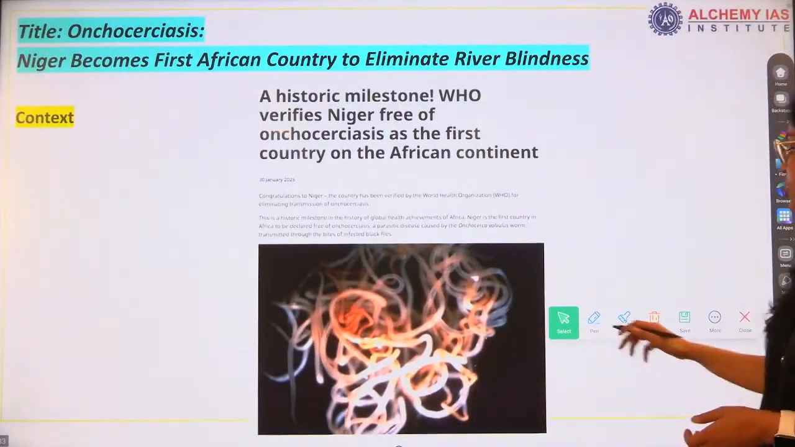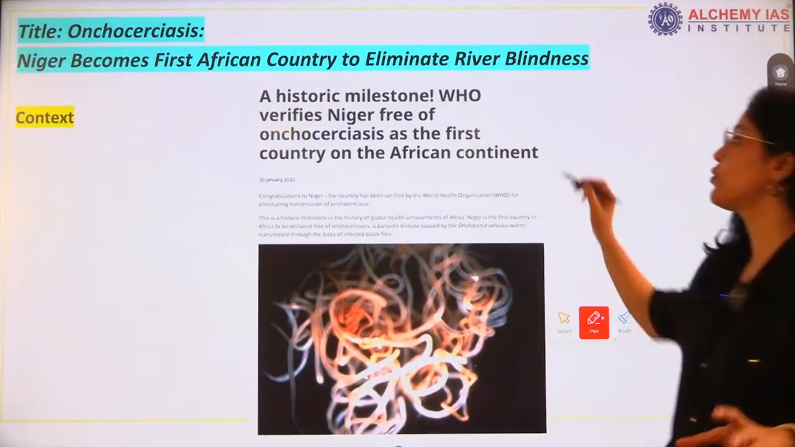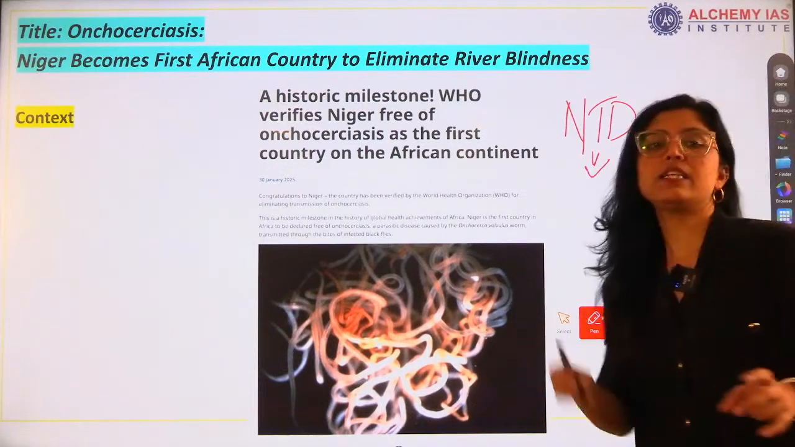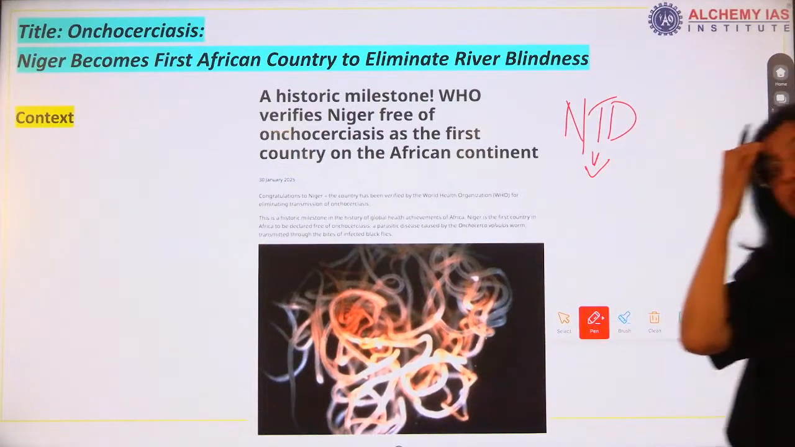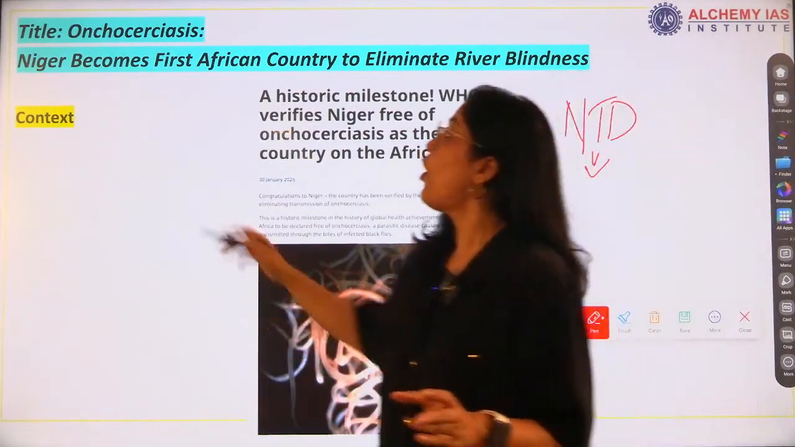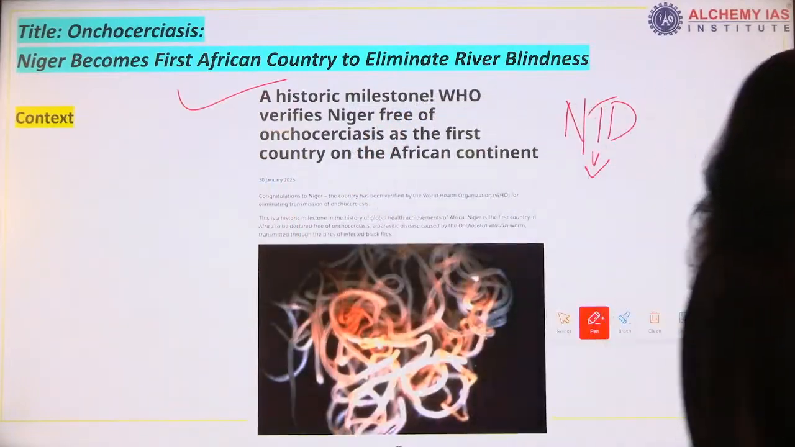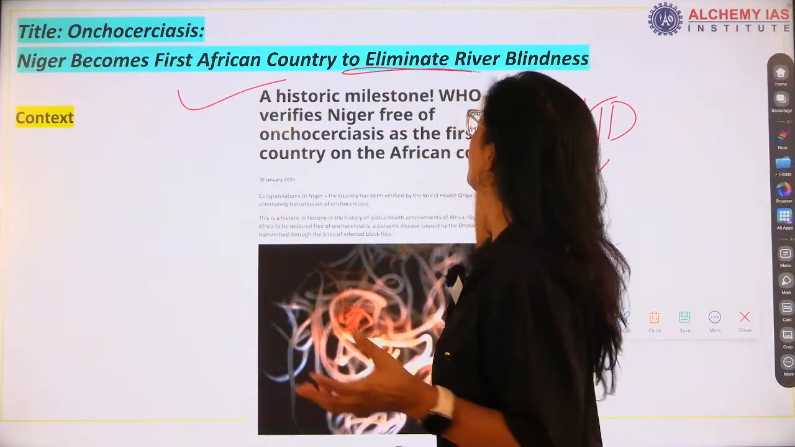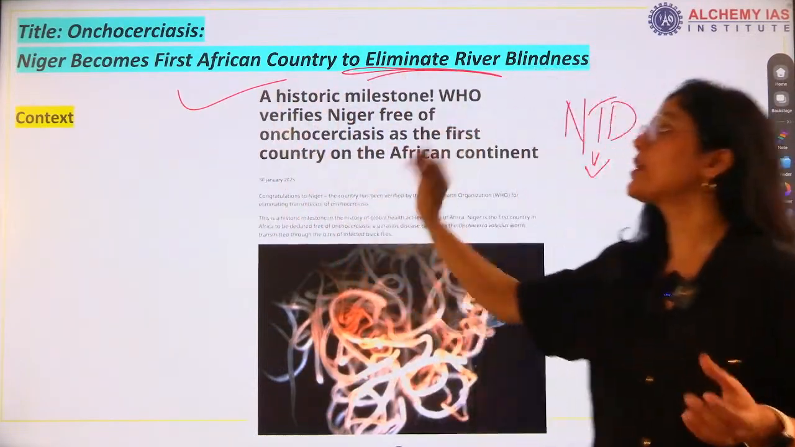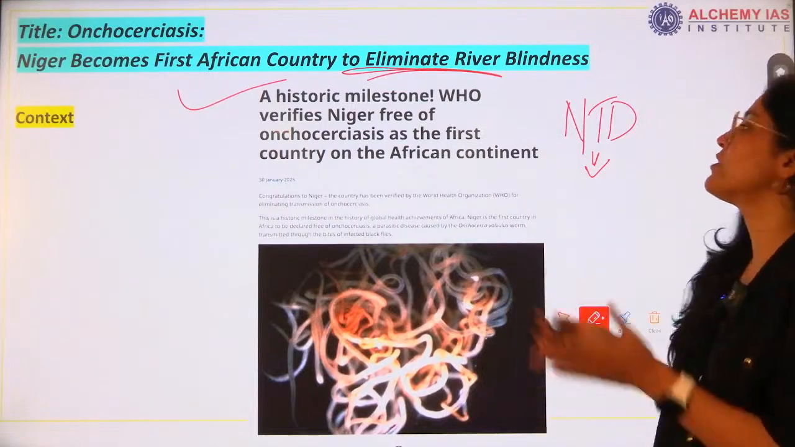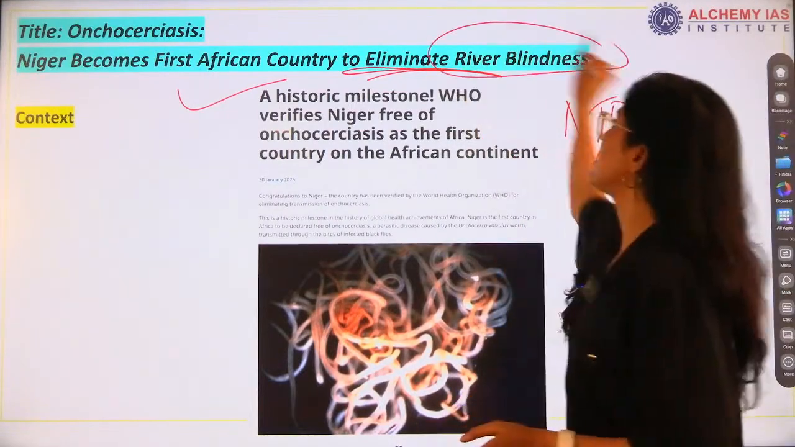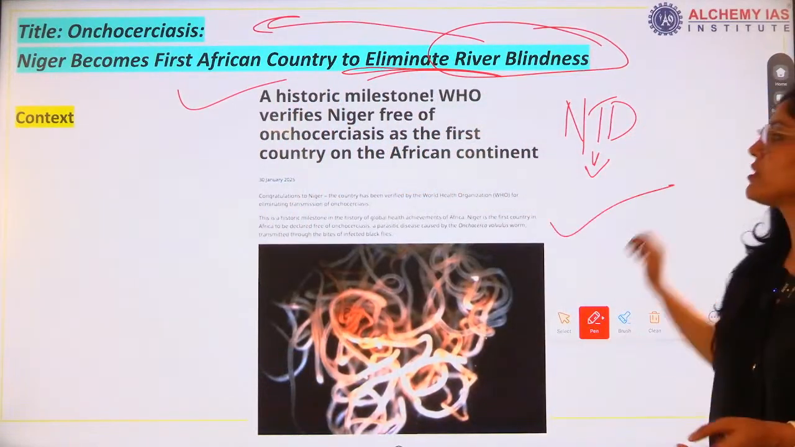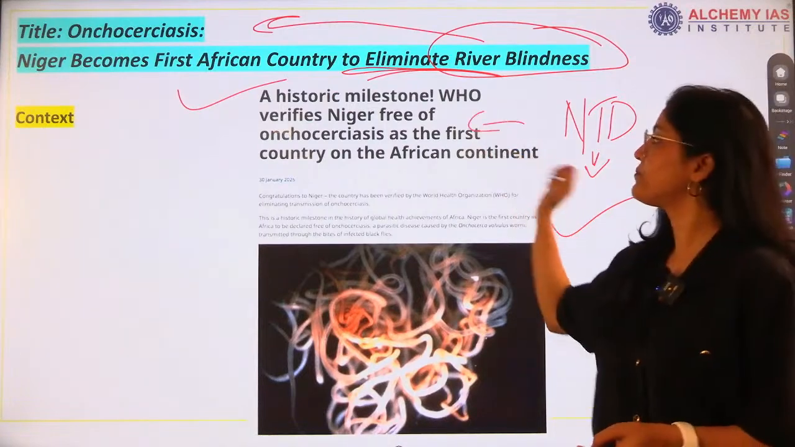Now, very, very important news. What is this news? This is related to NTD. What is the full form? Neglected tropical disease, which is very, very important. Onchocerciasis is a disease which has been eliminated from Niger. Niger becomes first African country to eliminate river blindness. River blindness is also known as onchocerciasis. Okay, a historic milestone.